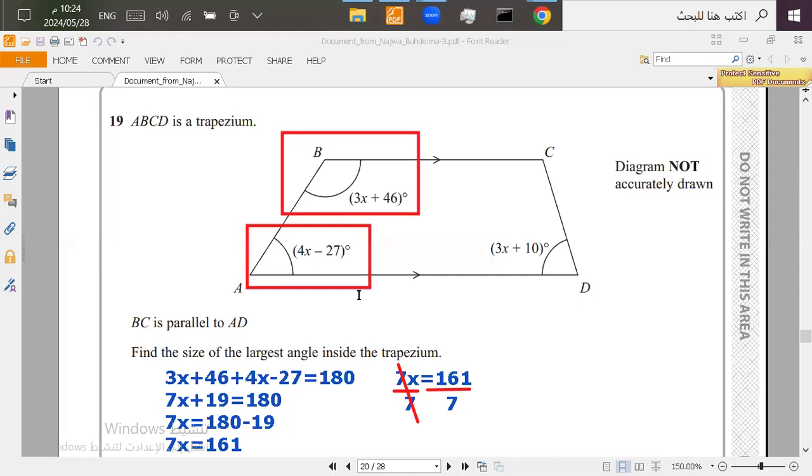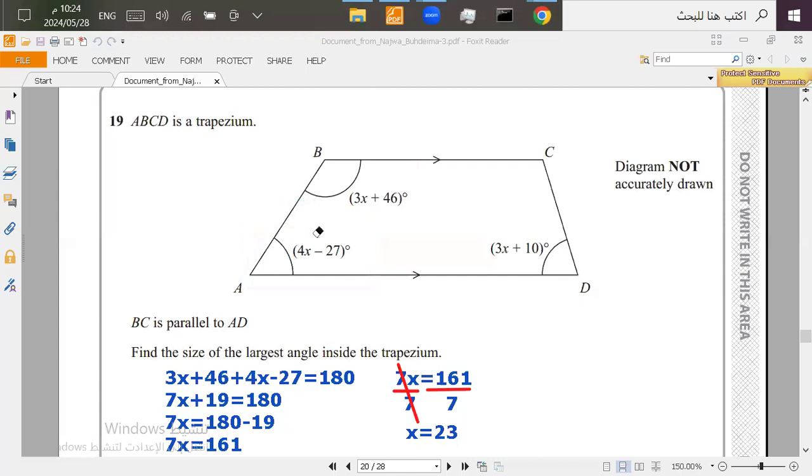This means that x will equal 161 divided by 7, and the answer is 23. So we found the value of x. Now I can use it, substitute it in each angle, and find the sizes of the angles.